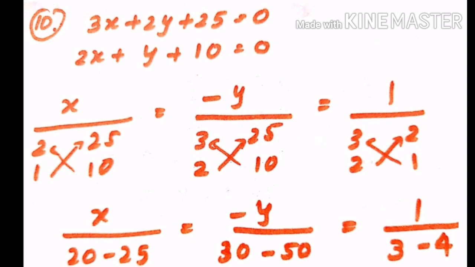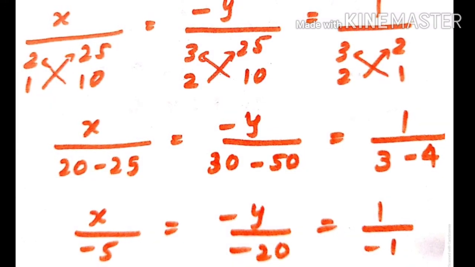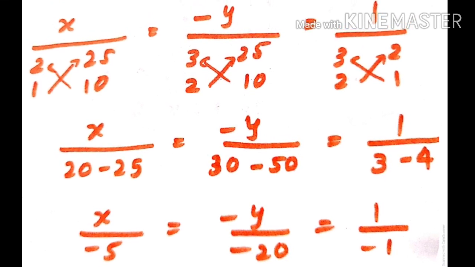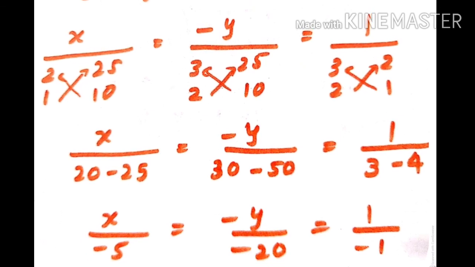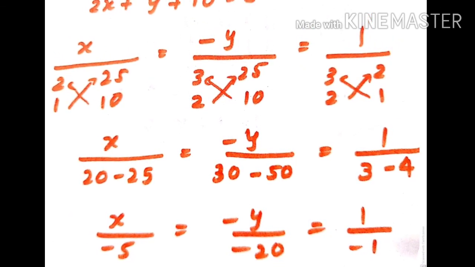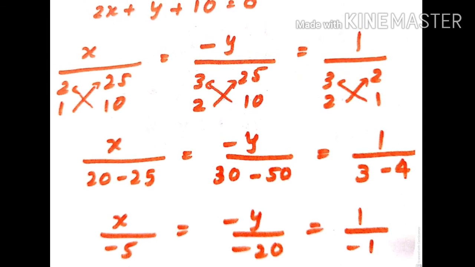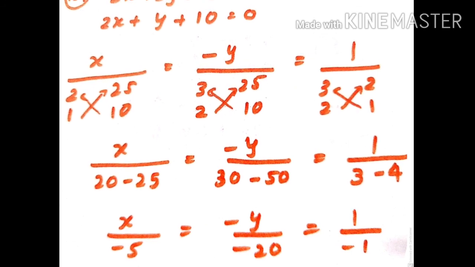So this way after we write, we will get our x upon 20 minus 25. We have to put a minus sign in between all the terms. You have to remember this. Then x upon minus 5 is equal to minus y upon minus 20, that is 30 minus 50, and then 1 upon minus 1. Now next step, what will we do?